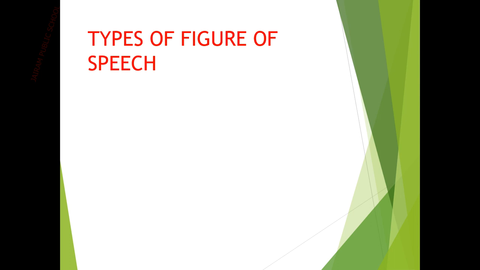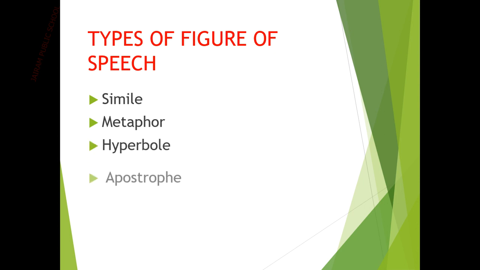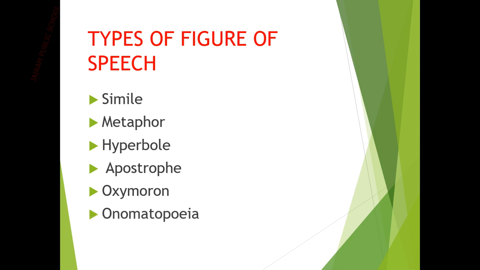Let us go and learn about types of figure of speech. In English, there are 7 important figures of speech. They are simile, metaphor, hyperbole, apostrophe, oxymoron, onomatopoeia, and personification. Let us go and learn about simile.